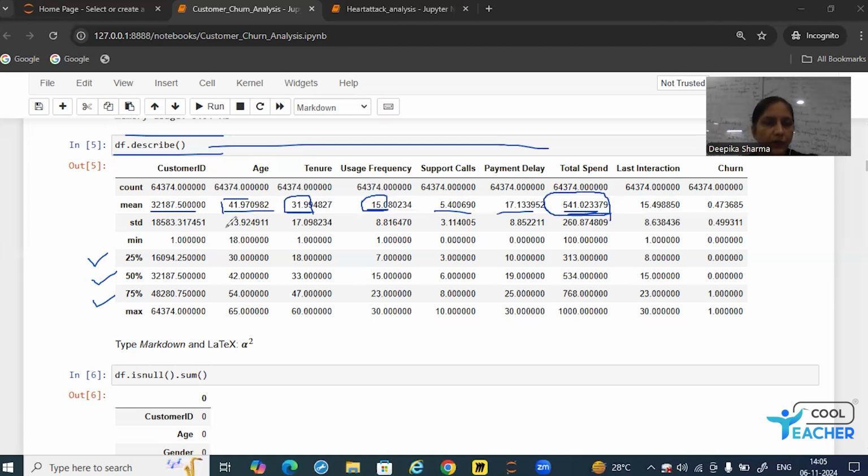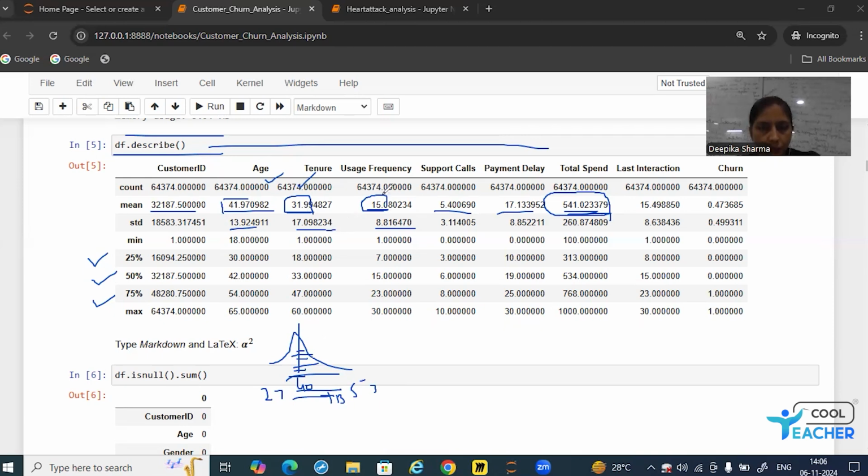And if we check the standard deviation for age, tenure, or usage frequency, it means nearby up and down. The age is 40 minus 13. If the average age is 40, then 40 minus 13 is nearby 27, and plus 13 is nearby 53. So people who have taken the product subscription are between the ages of 27 and 53.